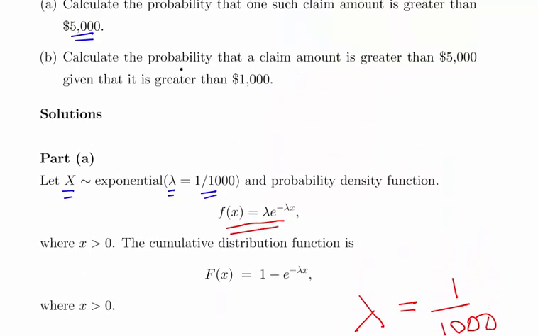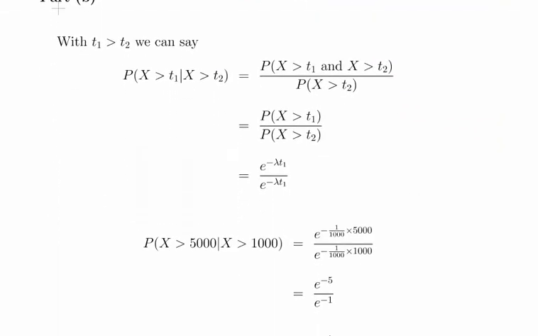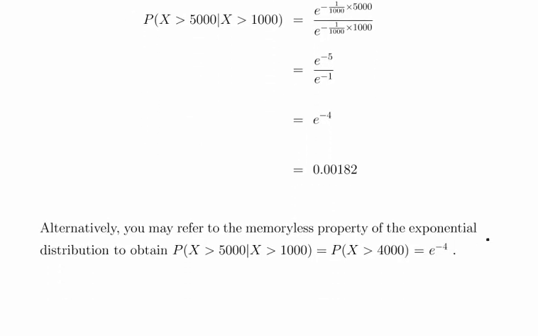Now, the second question is to calculate the probability that the claim amount is greater than 5,000 US dollars, given that it is already greater than 1,000 US dollars. There are two different approaches I'm going to take here, and both of them have good learning outcomes. I'll look at the second one first, because it uses the memoryless property of the exponential distribution, which means that the probability of X being greater than 5,000, given that X is greater than 1,000, is essentially the difference of the two, which is e to the minus 4.